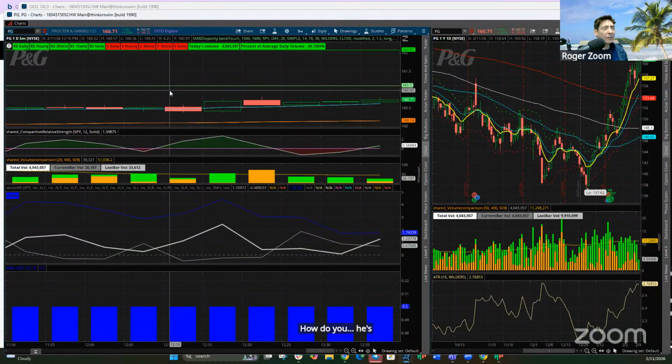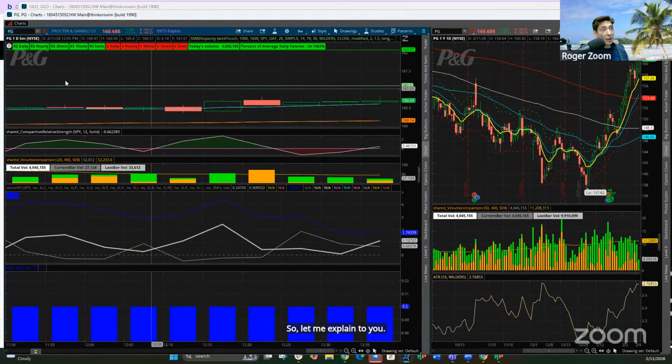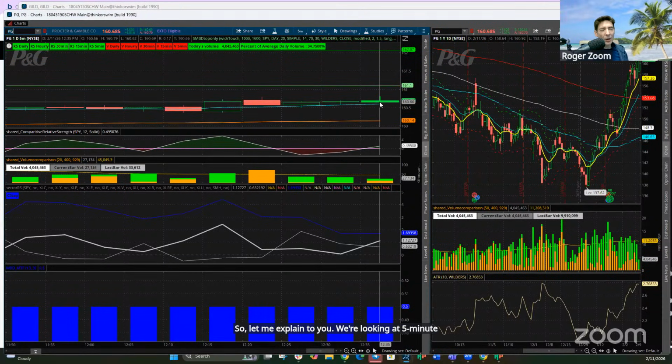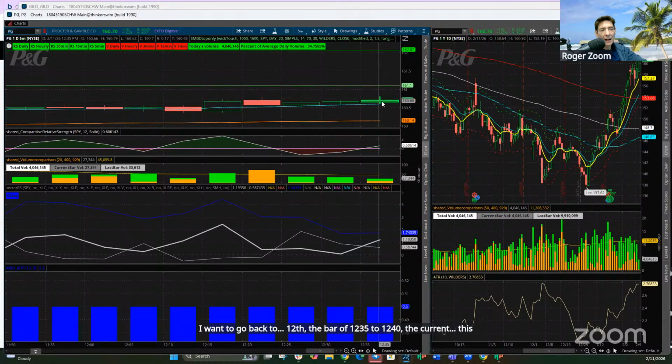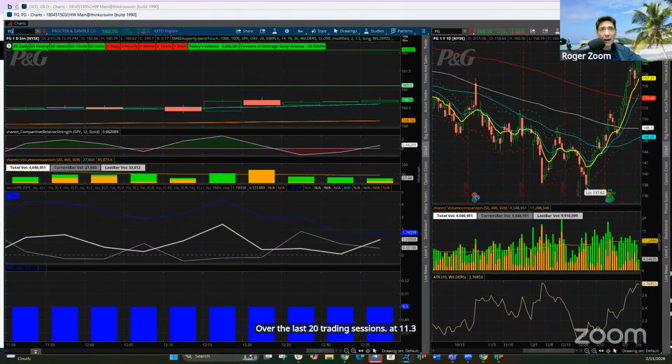He's asking what volume is good. It depends on the actual volume of the stock going back for 20 bars. So let me explain to you. We're looking at 5-minute bars on Philip Morris. Here's how I know if volume is good, Oladipo. I want to go back to the bar of 1235 to 1240. This is the current bar. I want to see the volume on this bar over the last 20 trading sessions at 1235 to 1240. That's the bar in question.